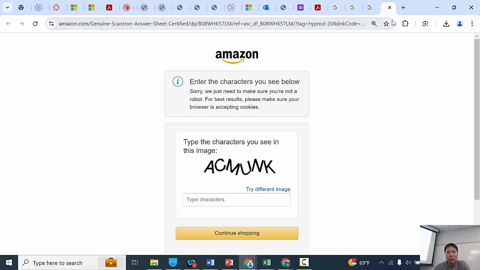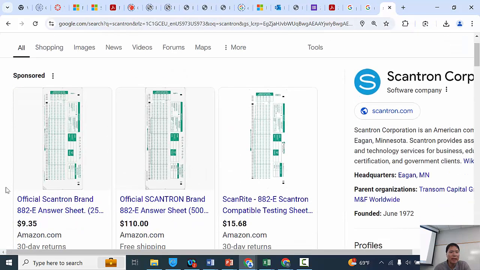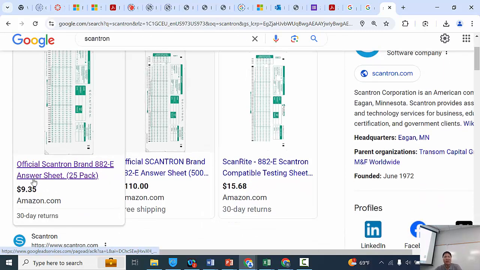They sell these at the bookstore. They also have these at the library. I want you to bring the 882E Scantron. E for A, B, C, D, E, 5 choices, where you'd have a 20% chance, yes.